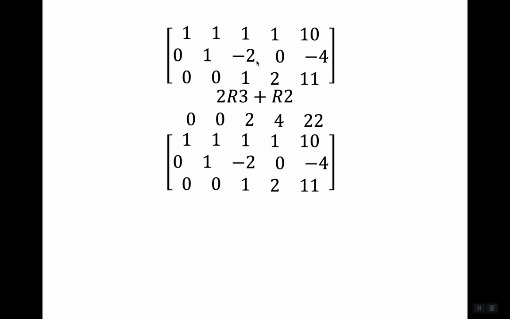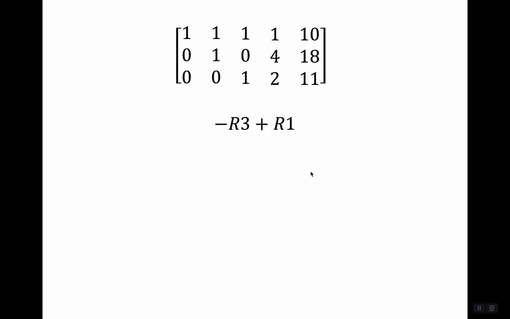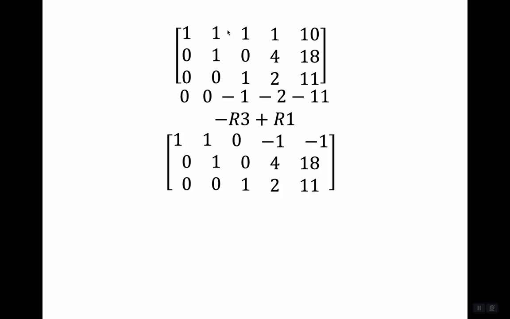Okay, you can do the math. So you get 0 plus 0, 0 plus 1, 2 plus -2, 4 plus 0, 22 minus 4. This is what we'll end up with. Row 2 will then look like this: 0, 1, 0, 4, 18. That's our matrix. And now, let's use this one to kill off this one. So we'll add the opposite of row 3 to row 1. Here's what the opposite of row 3 looks like. Add that to row 1, and row 1 becomes 1, 1, 0, -1, -1.